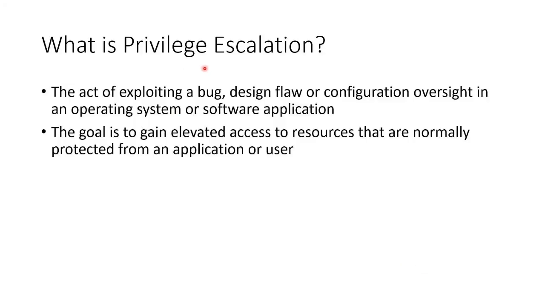So, privilege escalation is the act of exploiting a bug or a design flaw or a configuration problem in the operating system or in some kind of service or software. The goal is to gain elevated access so that resources that would normally be off limits to us, protected from us, we could access them.